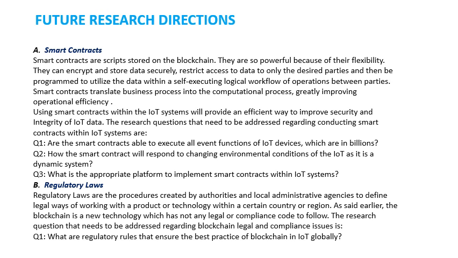Next is regulatory laws. Regulatory laws are procedures created by authorities and local administrative agencies to define the legal way of working with a product or technology within a certain country or region. As said earlier, blockchain is a new technology which does not have any legal or compliance code to follow. So we need legal and compliance rules for blockchain within IoT. So what are the regulatory rules that ensure the best practices of blockchain in the IoT globally?